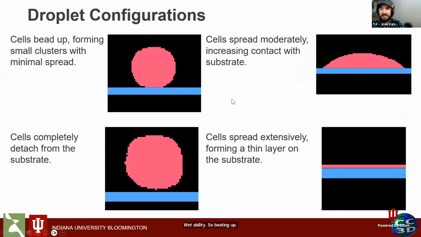So try to play with it a little bit and see if you can get these four formations. In one, the cell spreads moderately on the substrate, showing a little bit of good wettability. In another, it becomes a bead, so this is a high contact energy, or contact angle. In another, it completely detaches from the substrate. And the other extreme is when we have a full layer, or a fully wet surface. See if you can play with those parameters and accomplish all of them.